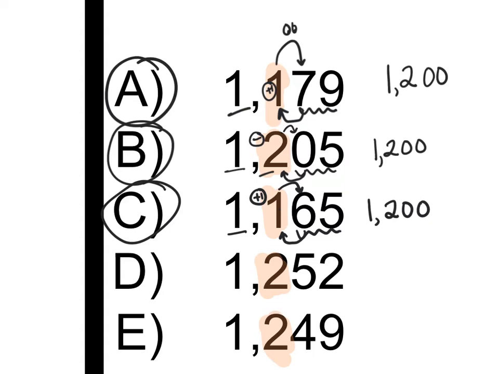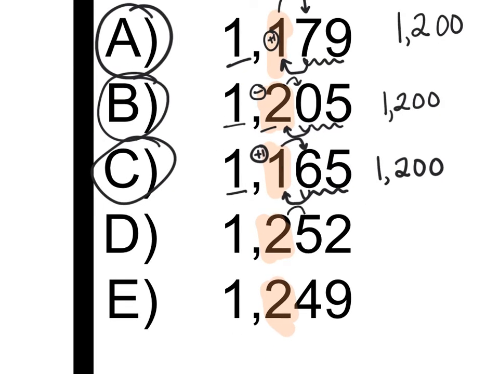Next, on D, the 2 is going to look to the 5 to tell it what to do. Since the 5 is 5 or more, it's going to tell this 2 to, you guessed it, up its score, which means I keep the 1 the same. The 2 ups its score to a 3, and the rest of these things become zeros. So this number actually rounds to 1,300, which means this is not a correct response.